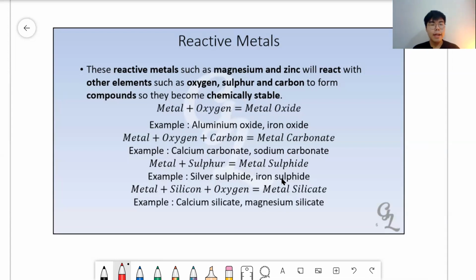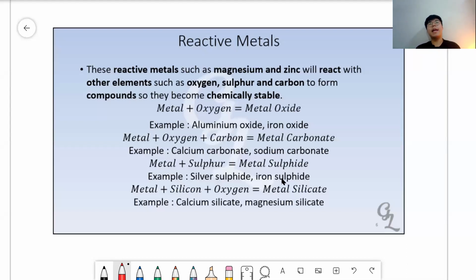Now, these reactive metals such as magnesium and zinc, and not only that, a lot of others, also iron, aluminium, lead, and sodium, a lot of other metals also. These reactive metals such as magnesium and zinc will react with other elements, such as oxygen, sulfur, and carbon, and also silicon, to form compounds, so they become chemically stable.